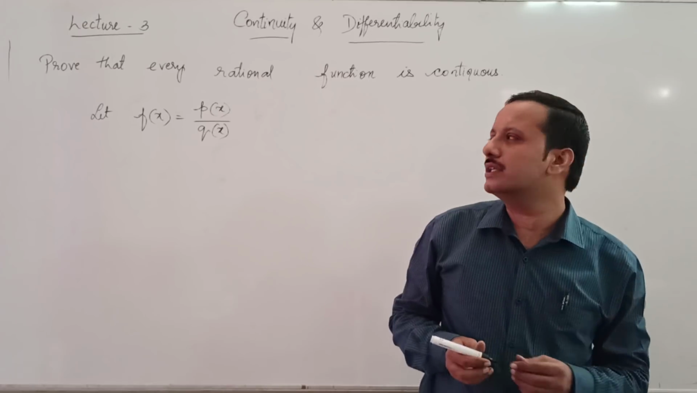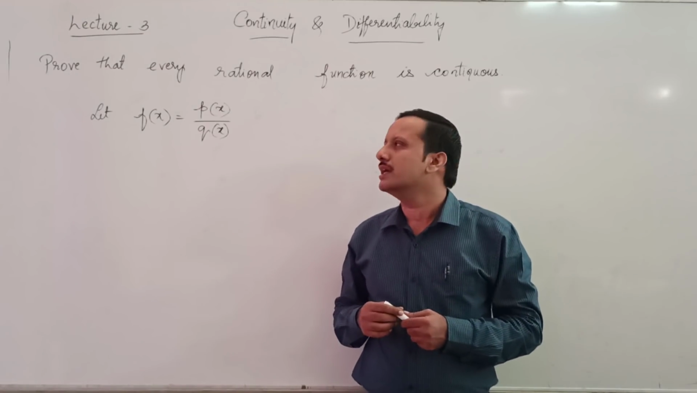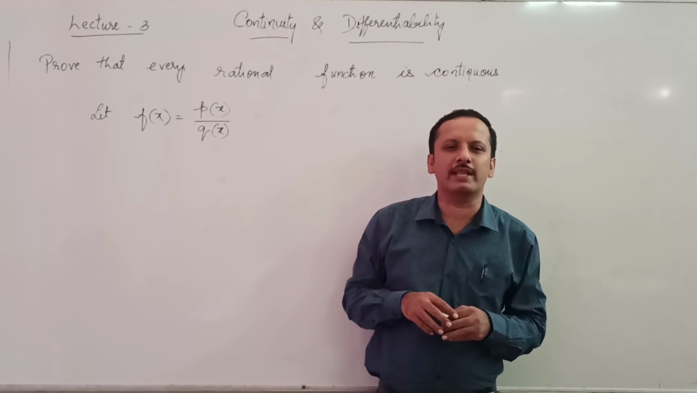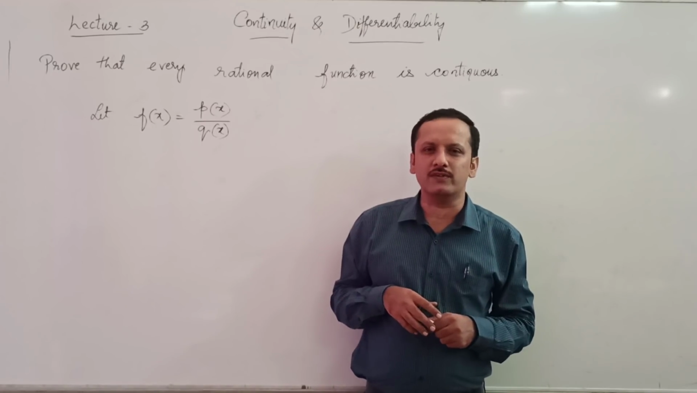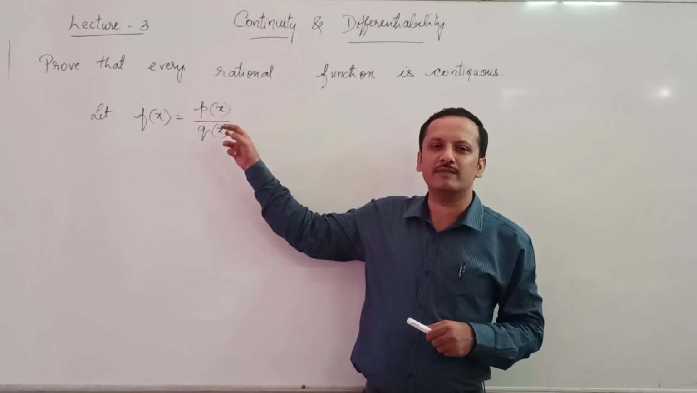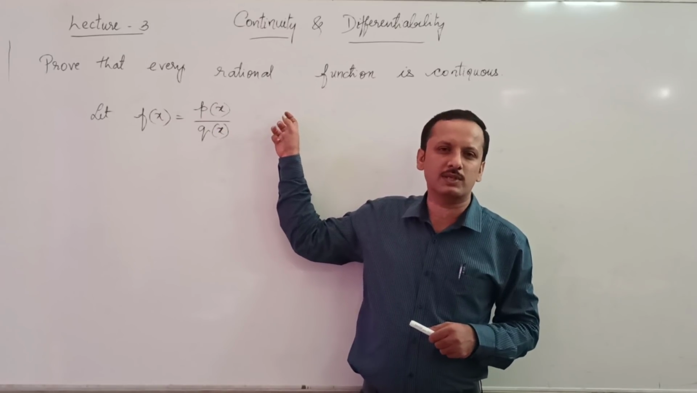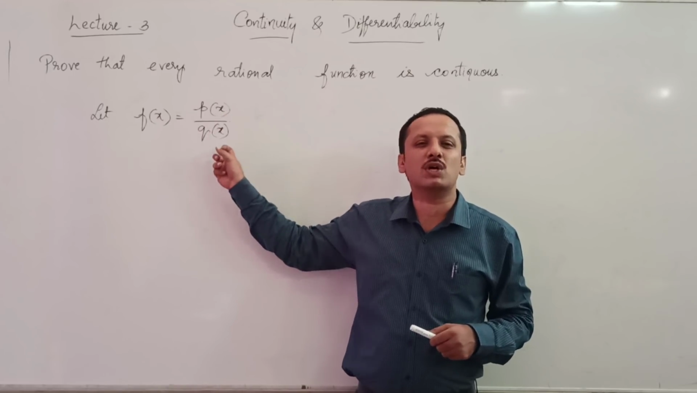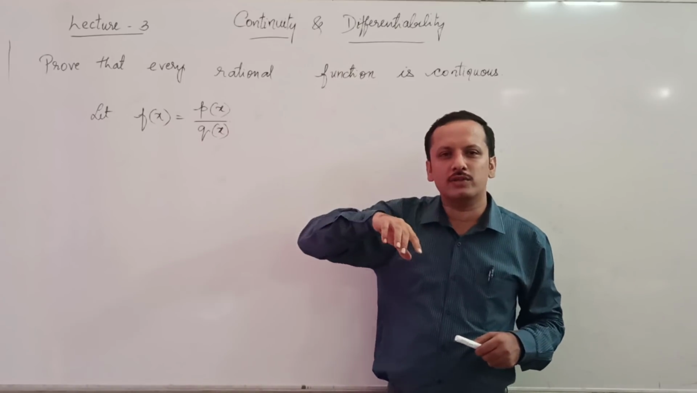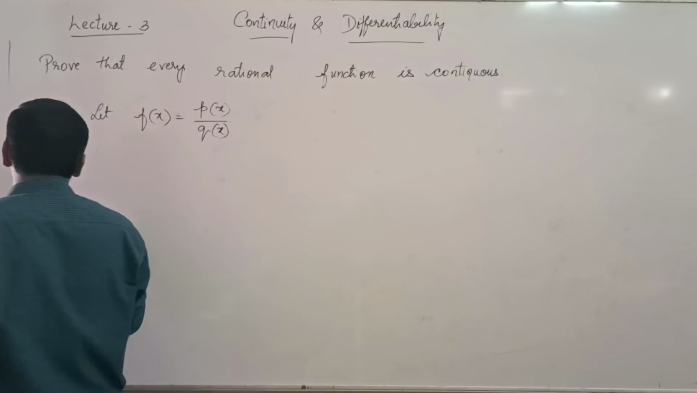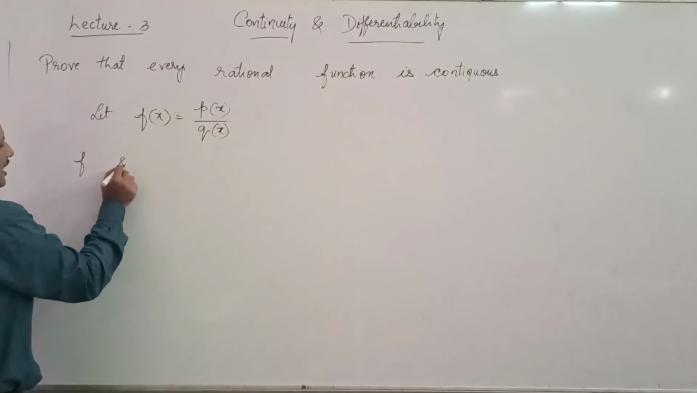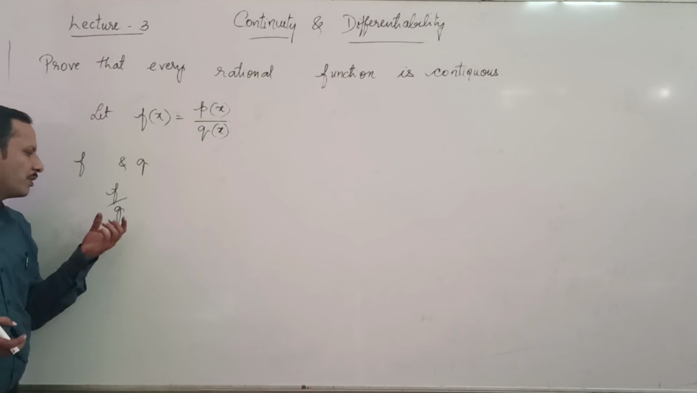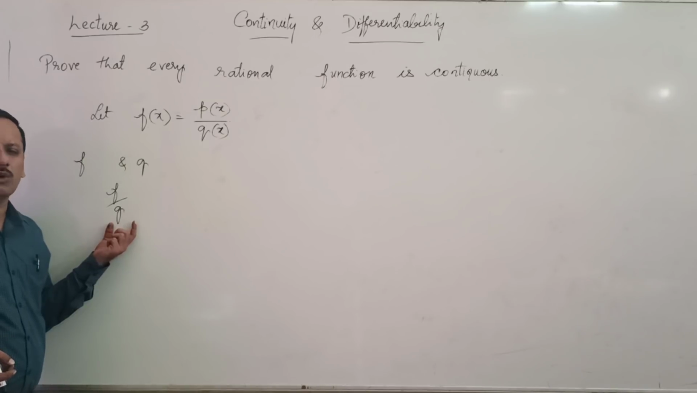Now we have to show that every rational function is continuous. Okay. See here, already in the last example we have proved that every polynomial function is continuous, which means p of x is continuous and q of x is continuous. This is a continuous function, this is a continuous function. So their quotient is also a continuous function. You just recall the previous theorem, that is, if f is continuous and g is continuous, then f by g is also continuous provided g is not equal to 0 at that point.